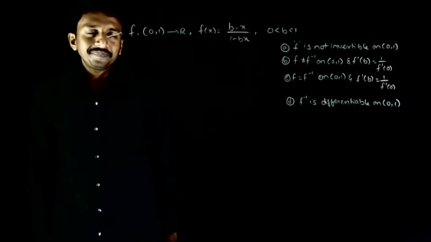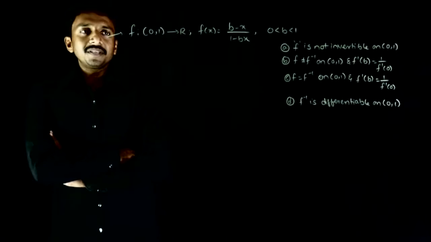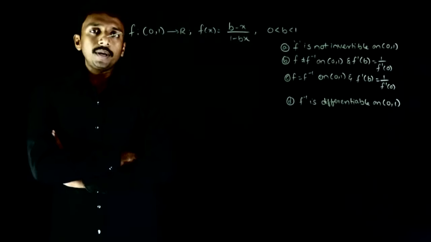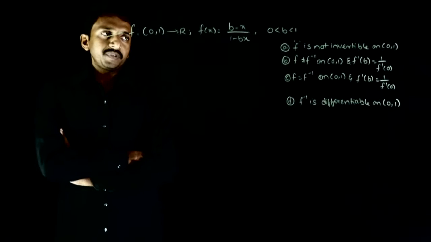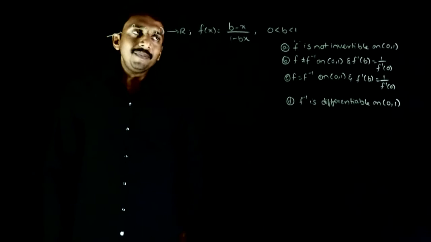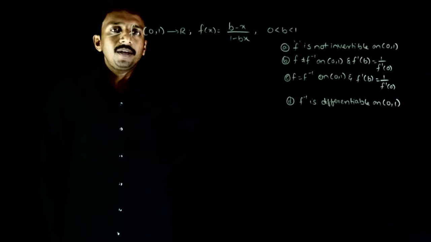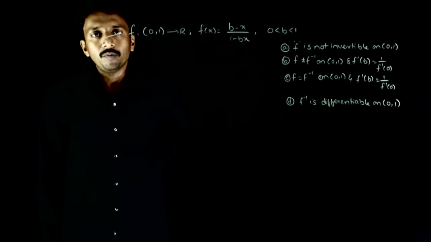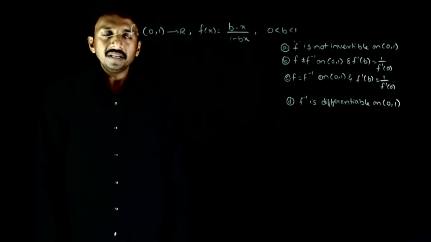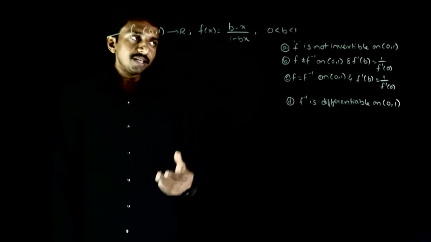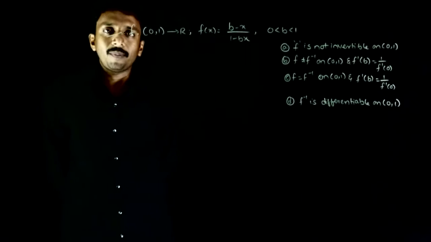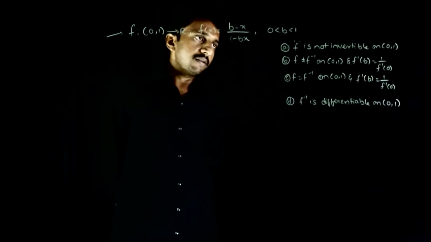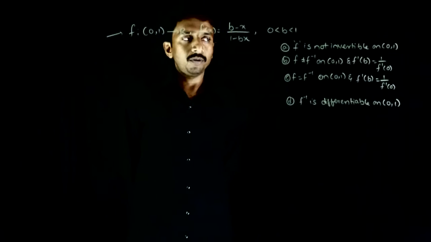So welcome students. इस क्वेश्चन में दिया है f is a function from open 0 to 1 to R and f of x is defined by (b minus x) by (1 minus bx), where b is a number between 0 and 1. b is a constant between 0 to 1. So ऐसा है तो you are asked to analyze the function f. First is f is not invertible on 0 1.